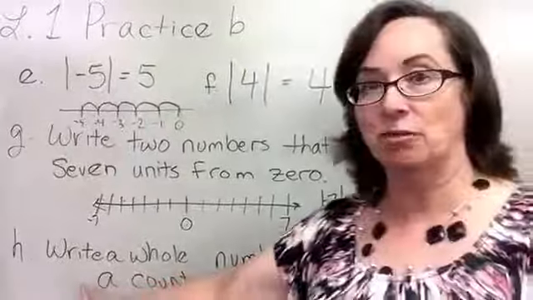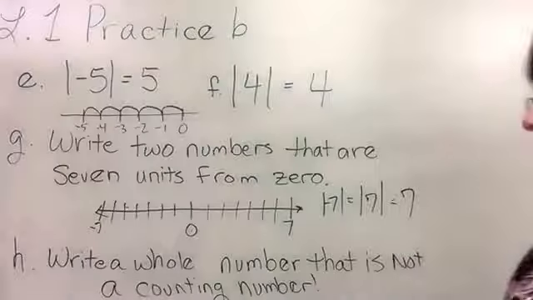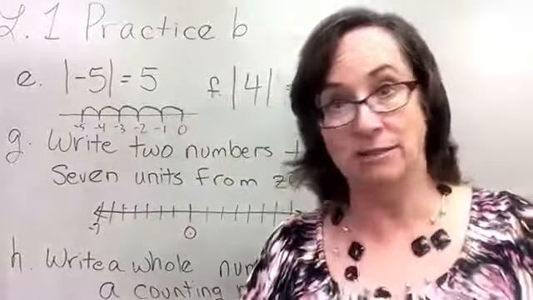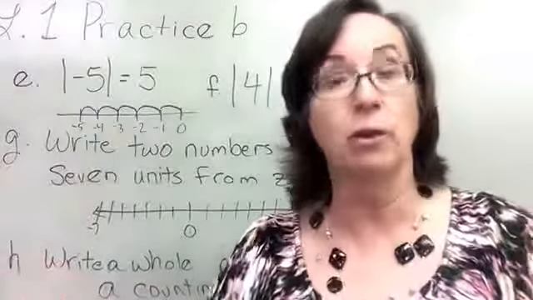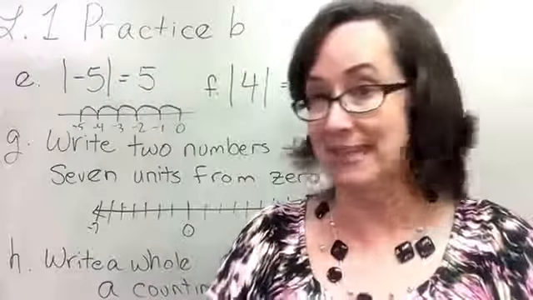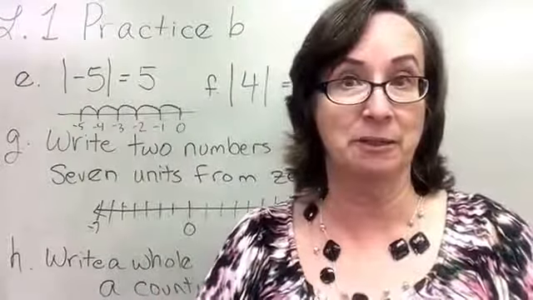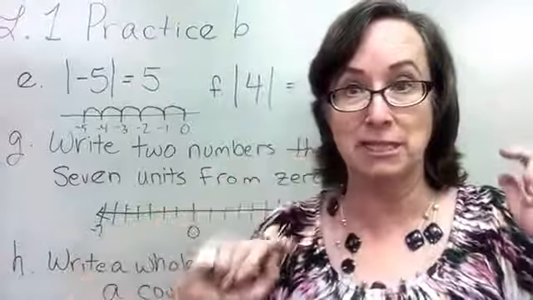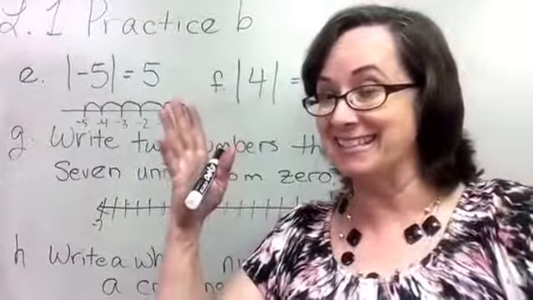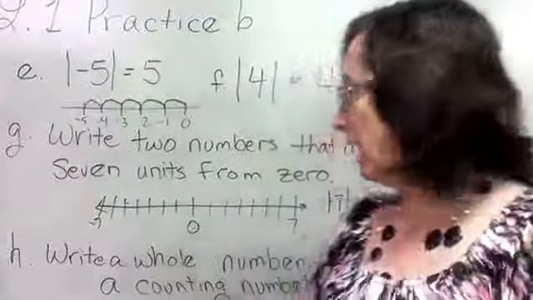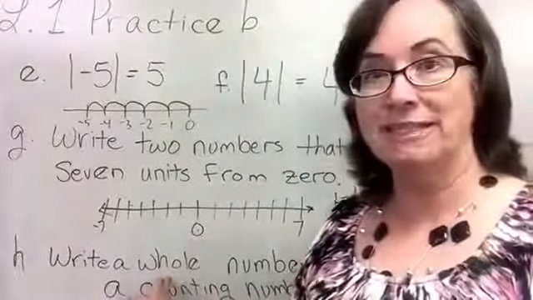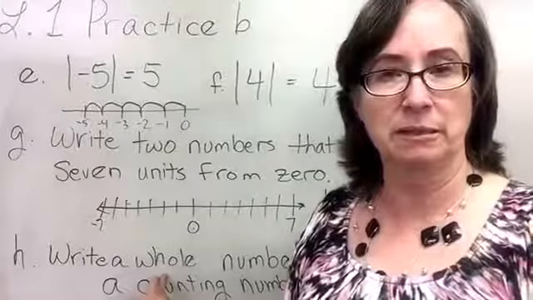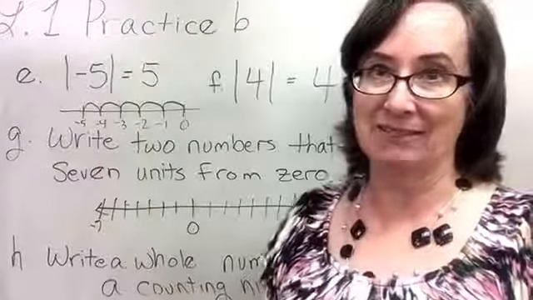And the last one is write a whole number that is not a counting number. So a little riddle for you. What is a whole number that is not a counting number? Do you have it in your brain? Okay, think back to the definitions there. The answer is 0. Very good. Because 0 is the only whole number that is not a counting number.